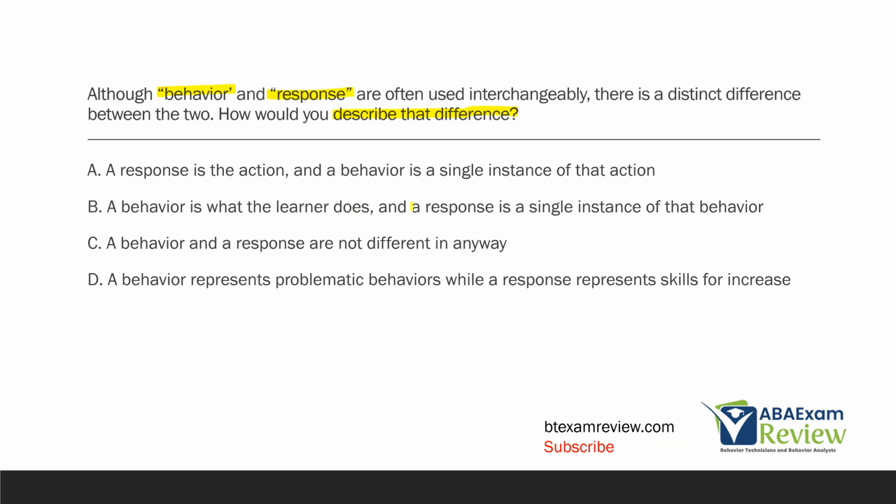B, a behavior is what the learner does, and response is a single instance of that behavior. Pretty good, right? Behavior is what the learner does. That's what we target. The response is a single instance of behavior. B looks pretty good. Read all your answers. C, a behavior and a response are not different in any way. Just untrue. D, a behavior represents problematic behaviors while a response represents skills for increase. Again, not true. A behavior is what a learner does or what we target. A response is a single occurrence or instance of that behavior.